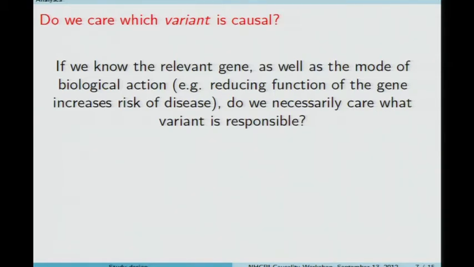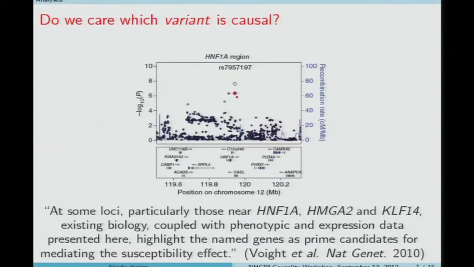responsible? And by way of example, HNF1-alpha is one of the most common MODY, that is Mendelian diabetes, genes, and it was found, I'll quote Ben to himself, in 2010 to have common alleles which provide susceptibility to the more complex type 2 diabetes. And they state, at some loci such as HNF1-alpha, HMGA2, and KLF14, existing biology coupled with phenotypic and expression data highlighted the named genes as prime candidates for mediating the susceptibility effect.